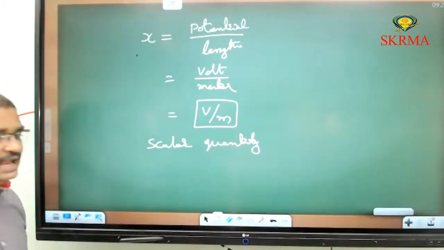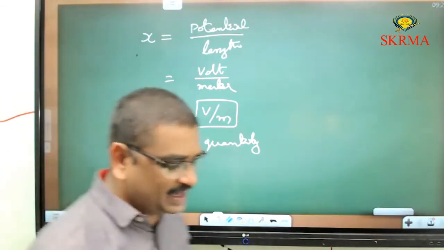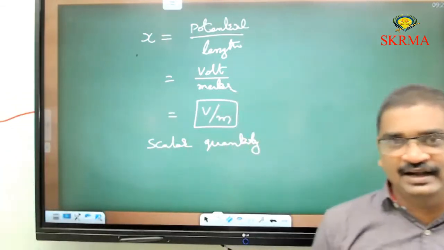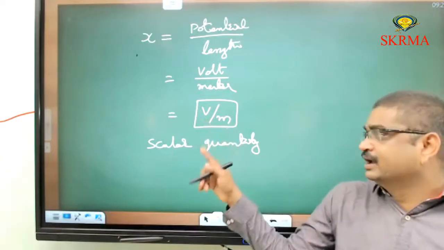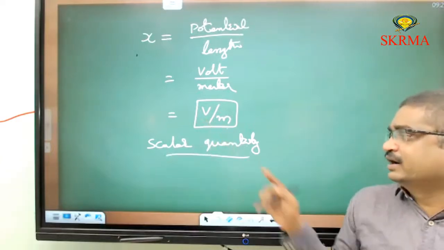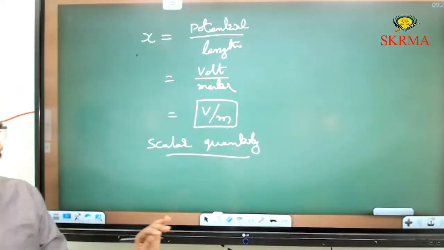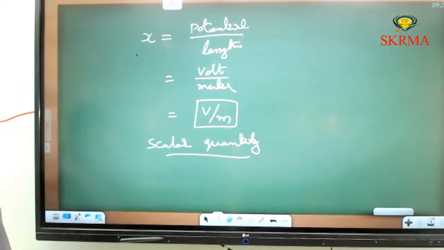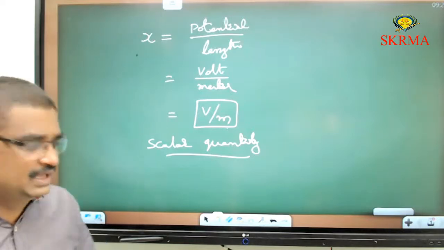It is a scalar quantity. So what is meant by potential gradient? Potential per unit length is called potential gradient, and the SI unit for that is volt per meter, and it is a scalar quantity. So these are the basic properties of potential gradient.